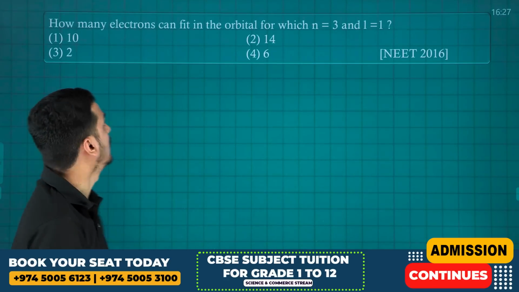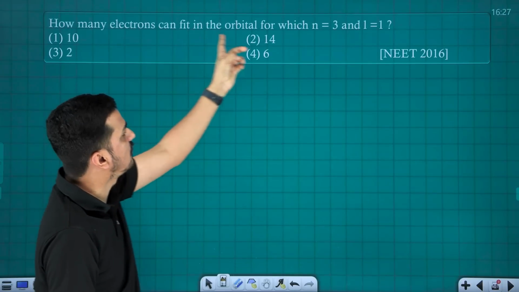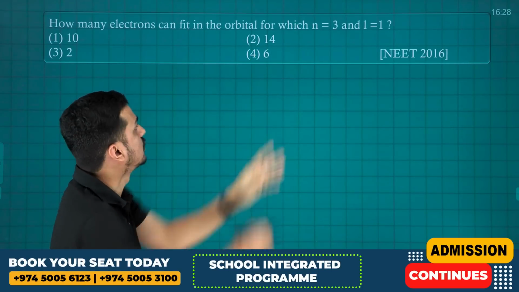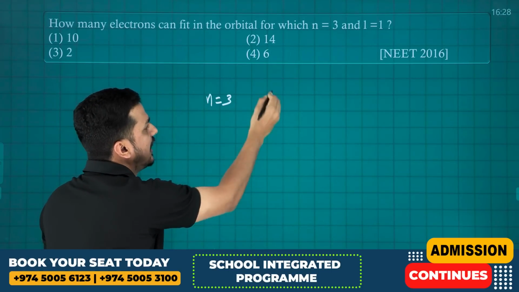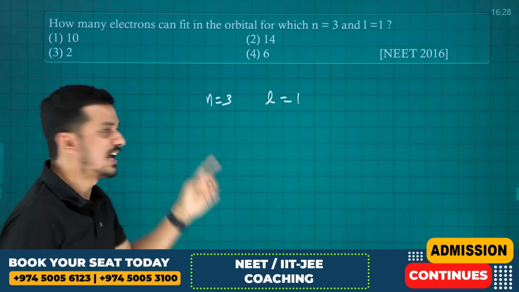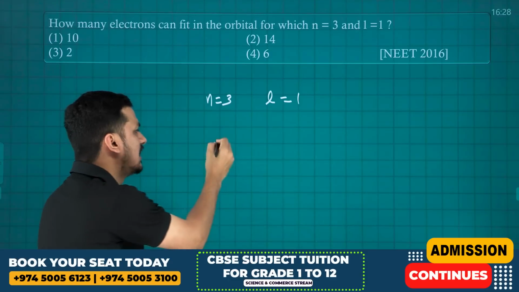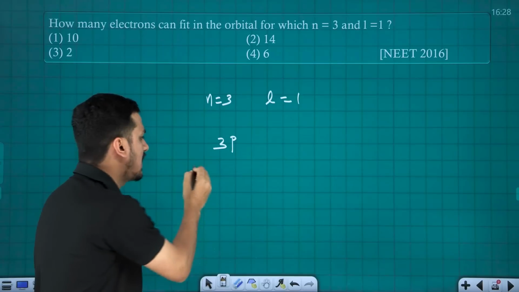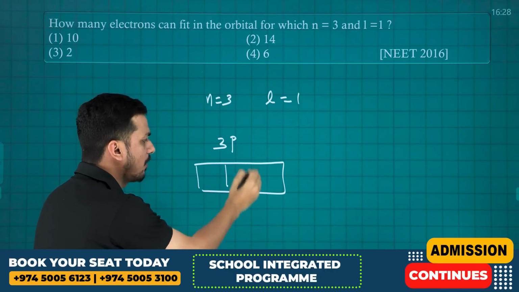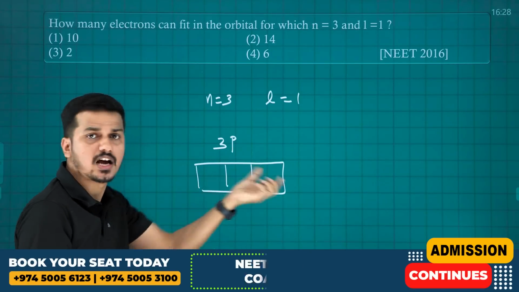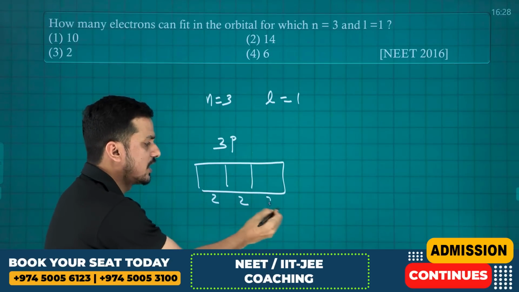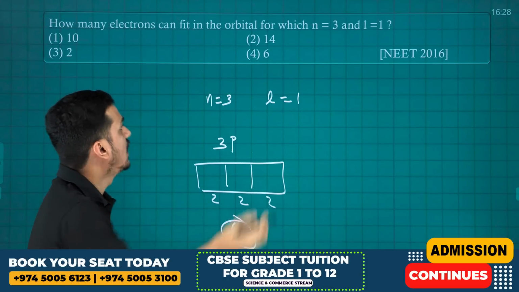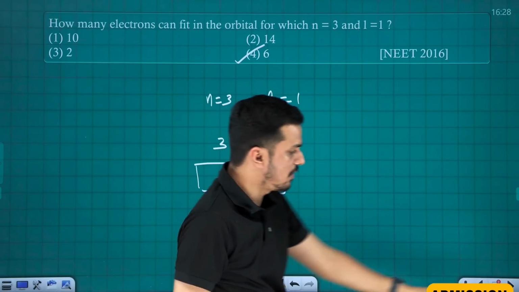This is the last question. How many electrons can fit in the orbitals for n equal to 3, L equal to 1? n equal to 3 means the third shell and L equal to 1 means 3p. So the 3p subshell contains 3 orbitals. Each orbital can accommodate 2 electrons: 2 here, 2 here, 2 here. In total, 6 electrons they can accommodate, dears.